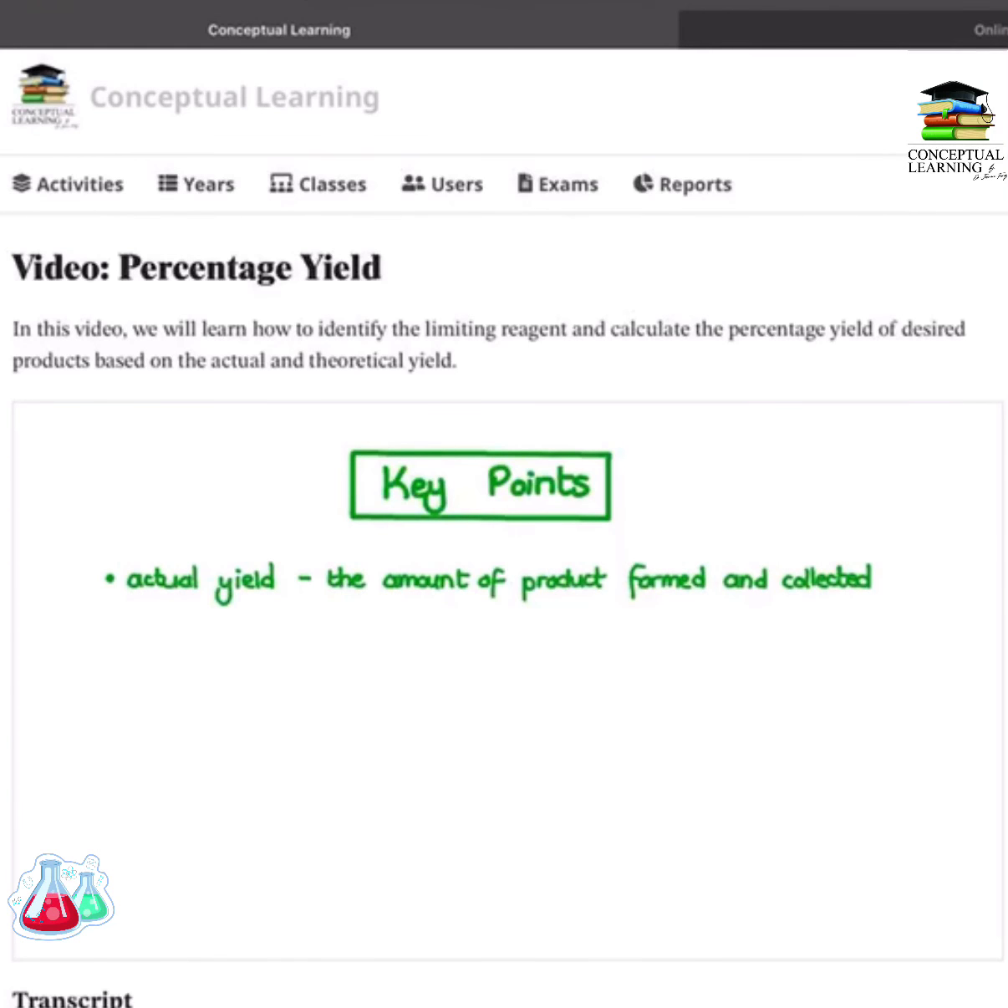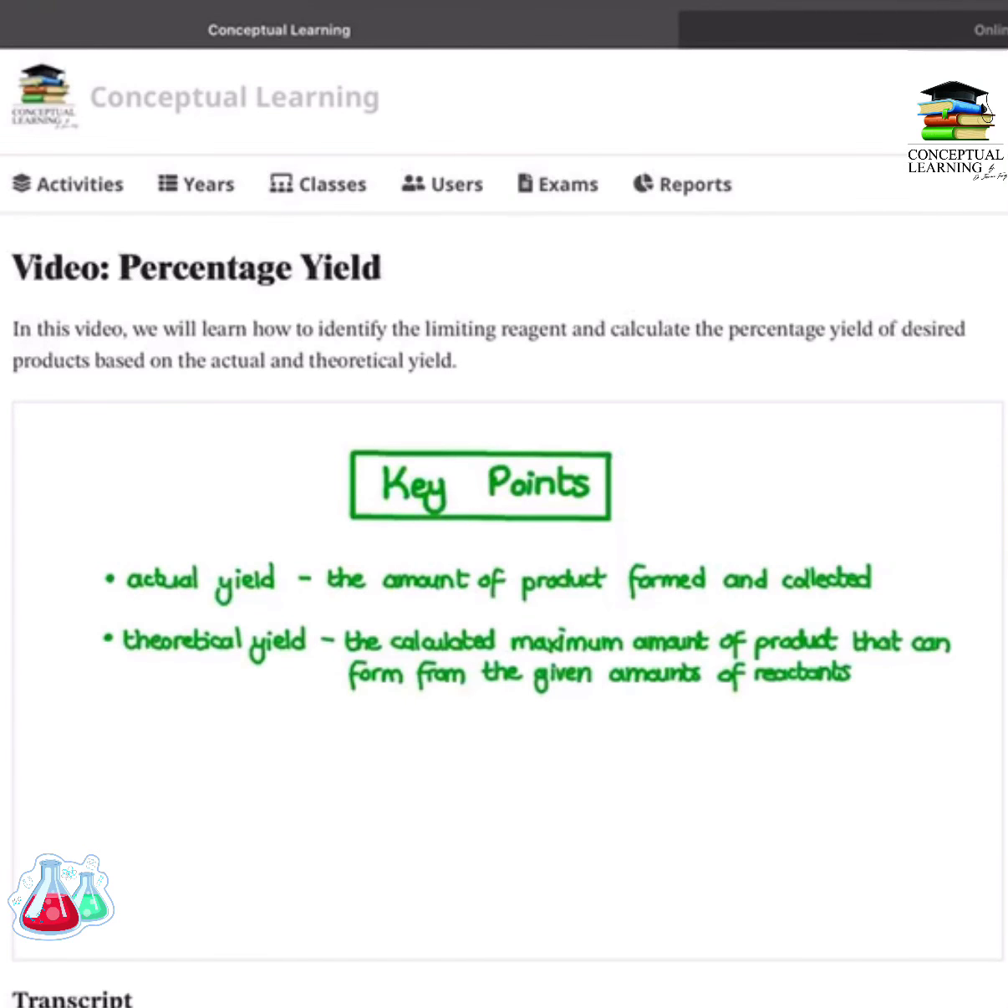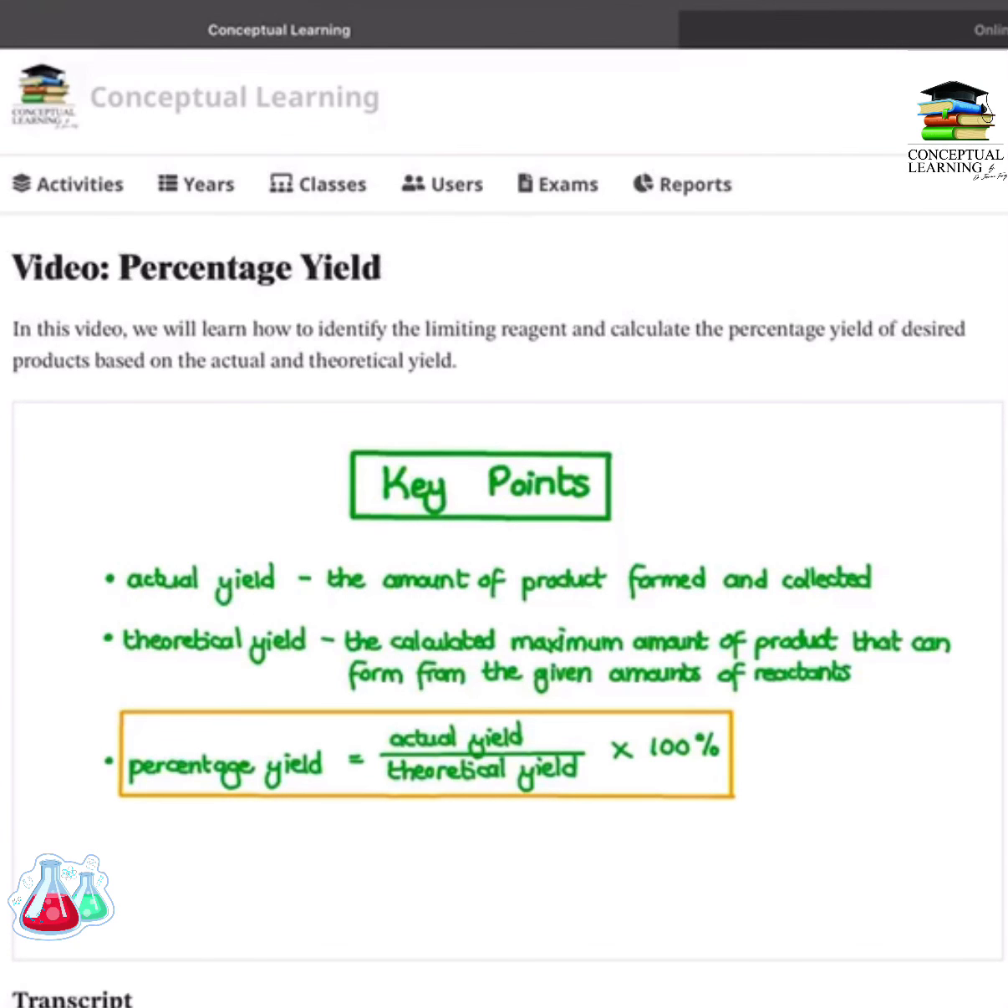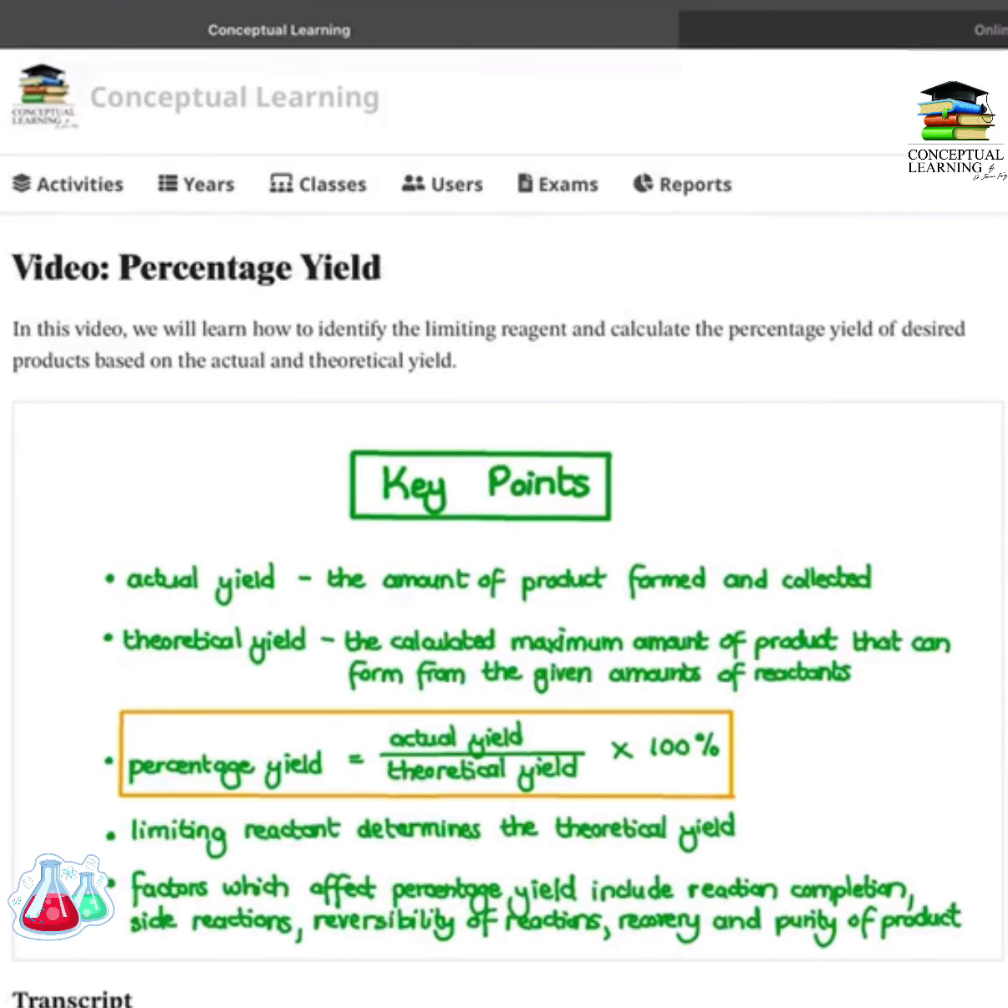Let's recap the main points we have learned in this lesson. Firstly, actual yield is the amount of product formed and collected in reality. The theoretical yield is the calculated maximum amount of product that can form from the given amounts of reactants. We learned that percentage yield is the actual yield divided by the theoretical yield multiplied by 100%. And that the limiting reactant directly determines the theoretical yield of product which can form. And finally, we learnt about factors which affect the percentage yield, and these include reaction completion, side reactions, reversibility of reactions, and the recovery and purity of the product.